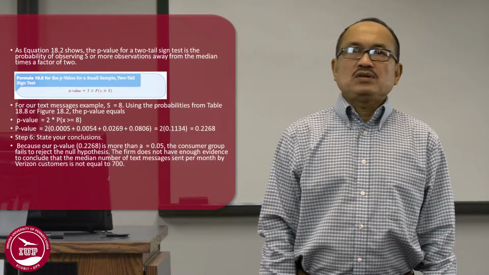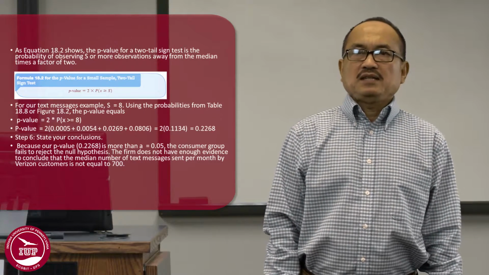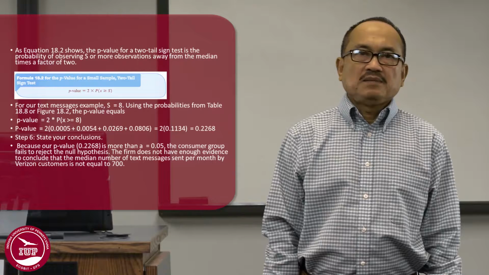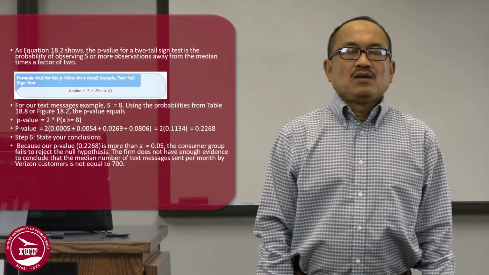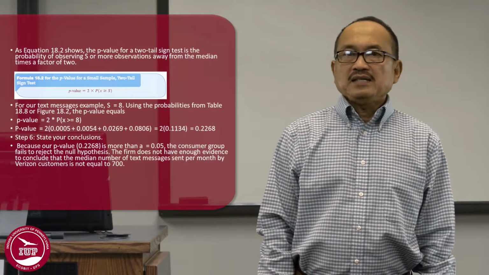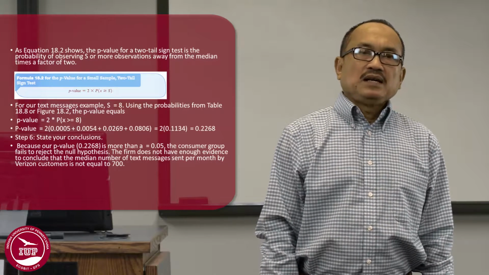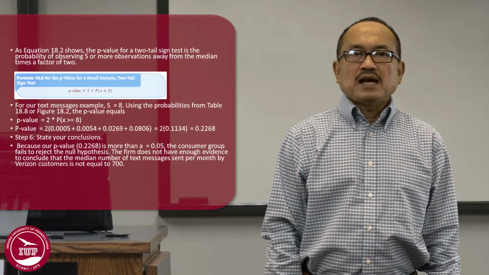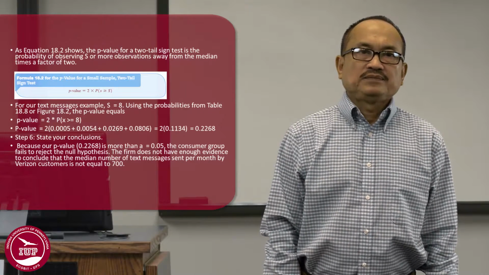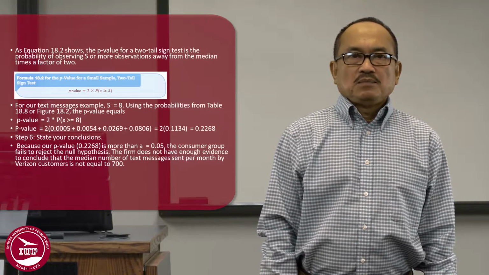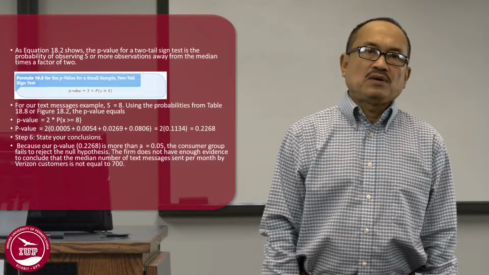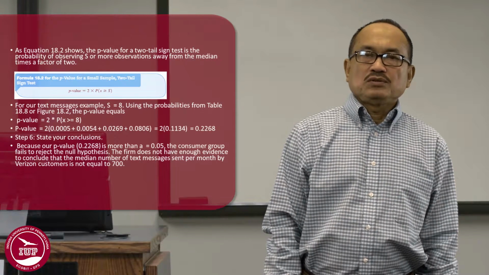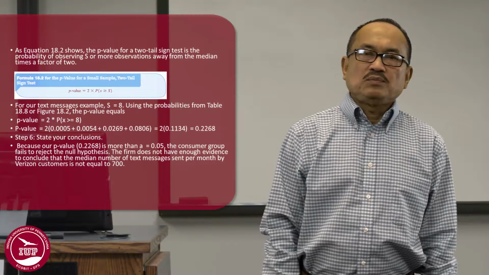As Equation 18.2 shows, the p-value for a two-tailed sign test is the probability of observing S or more observations away from the median times a factor of 2. For our text messages example, S equals 8, using the probabilities from Table 18.8 or Figure 18.2, the p-value equals 2 times P(x ≥ 8). P-value equals 2 times (0.0005 + 0.0054 + 0.0269 + 0.0806) equals 2 times 0.1134 equals 0.2268.